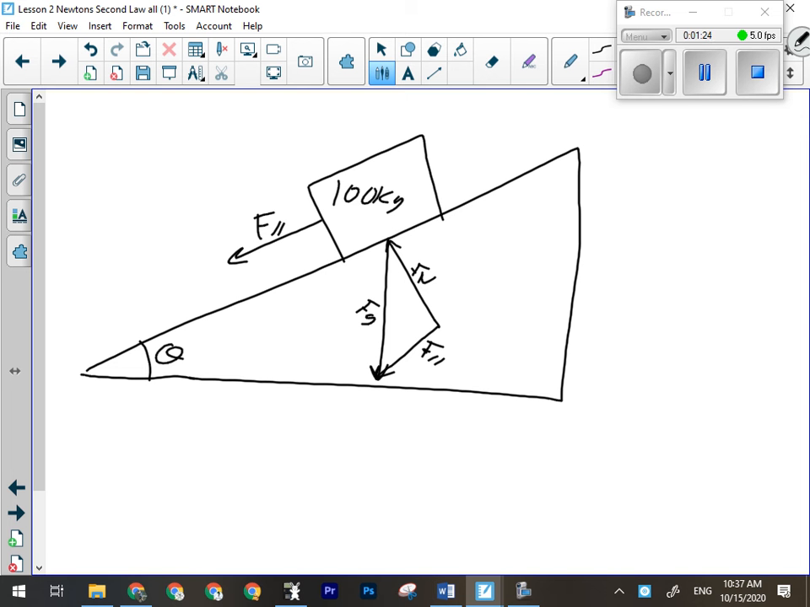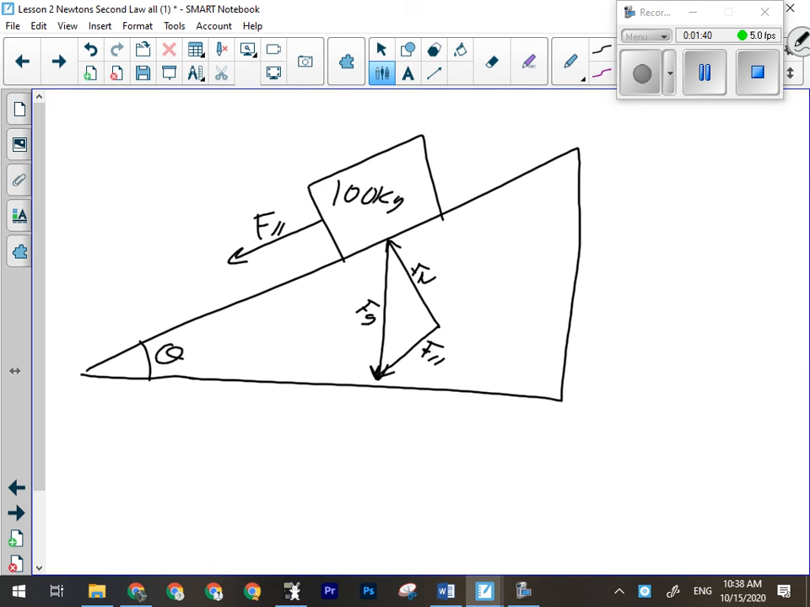We solve for it using this triangle. It can only ever point down the hill, parallel to the plane. There could also be applied forces. That could be someone pulling or pushing the box up or down the ramp. I don't know why anyone would push something down a ramp, but if they did.